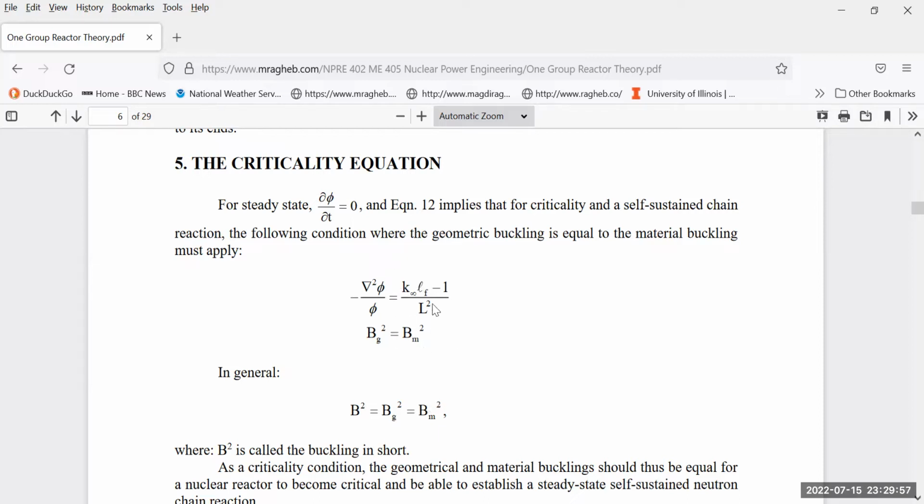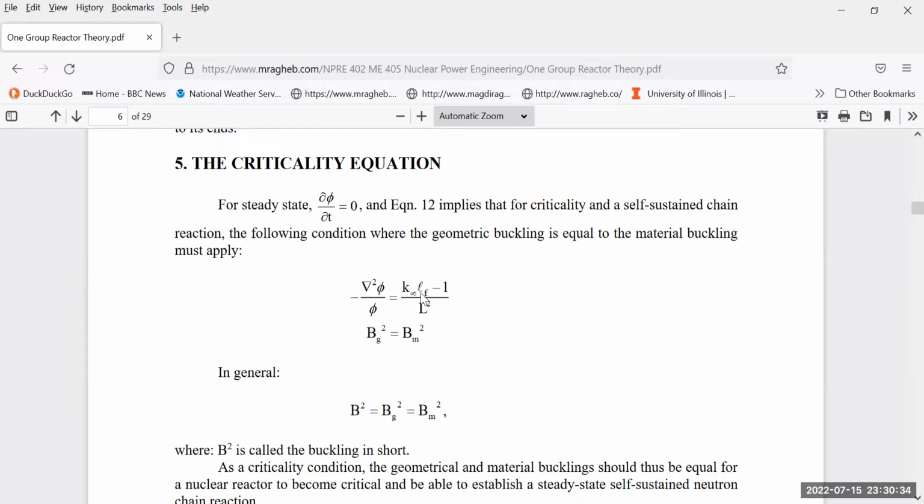We have to remember that the material properties are described by the infinite medium multiplication factor, by the fast non-leakage probability, divided by L squared, the diffusion area, which is the diffusion coefficient divided by the macroscopic absorption cross-section. So it's a very simple situation here, really, considering the derivation that we have done for steady state. For a self-sustained chain reaction, as engineers, we need to make the geometric buckling, the geometry, match the material properties.